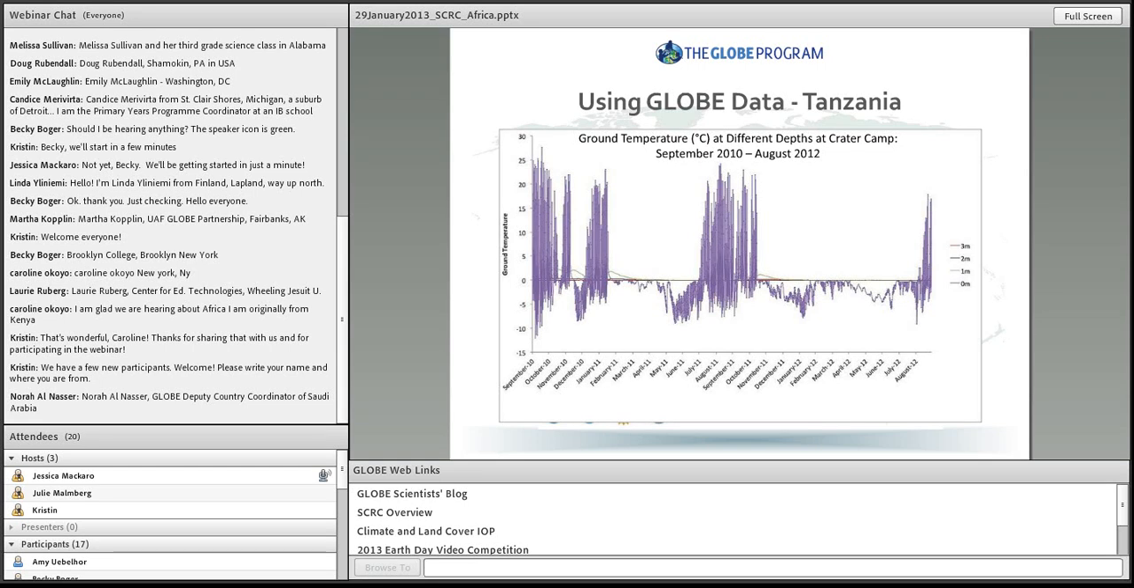This image shows ground temperature that was taken with data loggers. And as you'll see, it's a pretty long time series, and it goes from September of 2010 through August of 2012. So they left data loggers, and even though they weren't making these expeditions, these data loggers, kind of like automated weather systems, were collecting data when they couldn't be there. So this image shows a permafrost site at the crater camp, and that's approximately 5,800 meters above sea level, so it's pretty high up there.